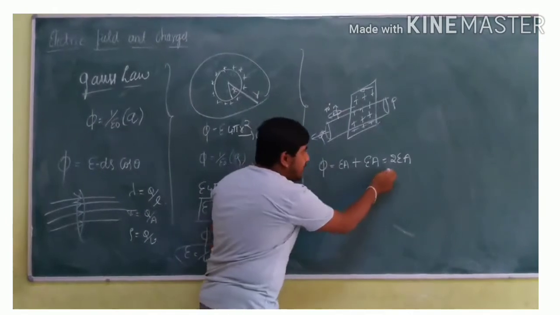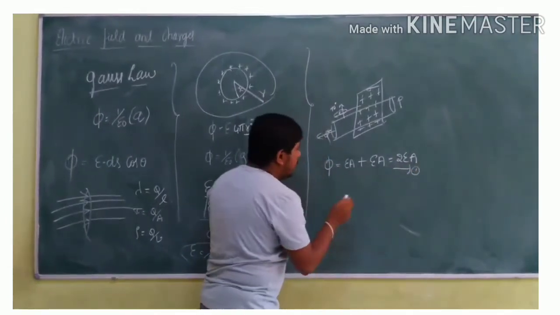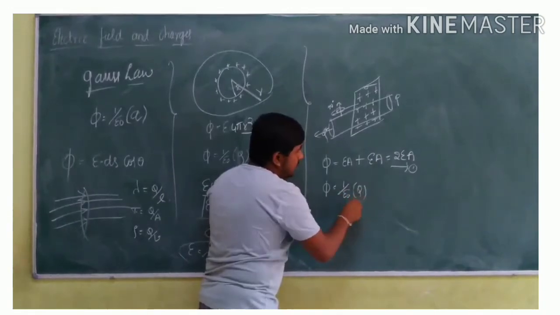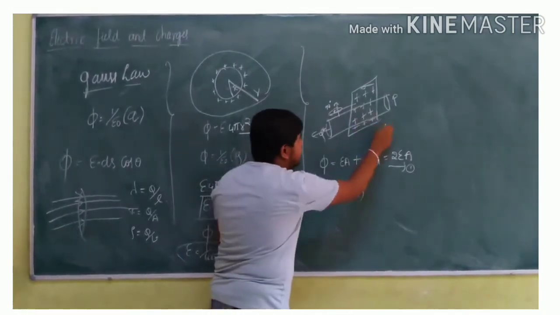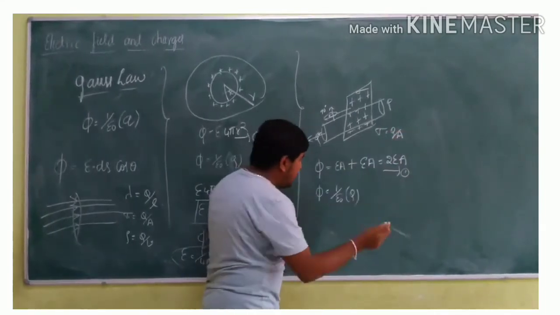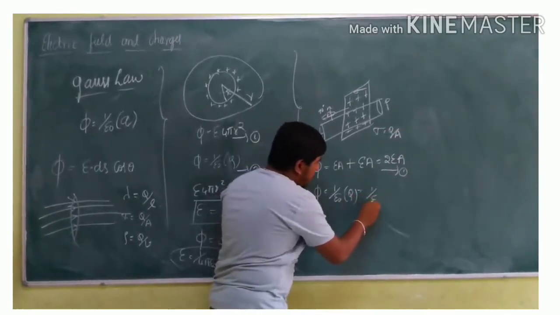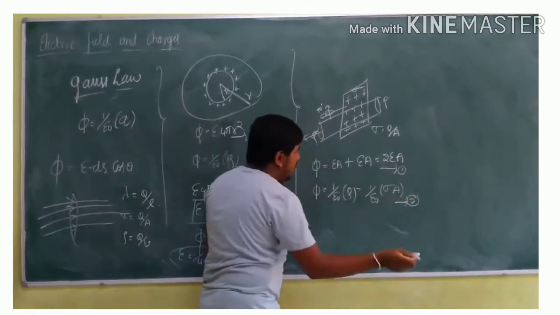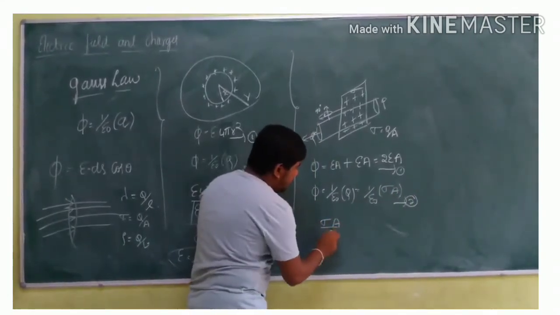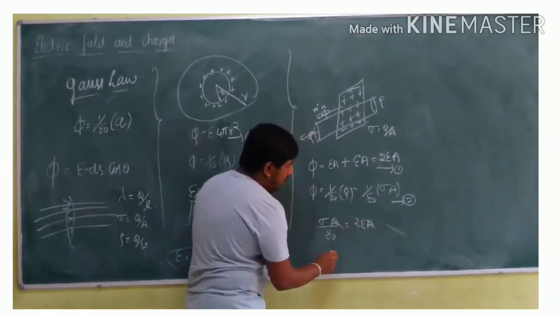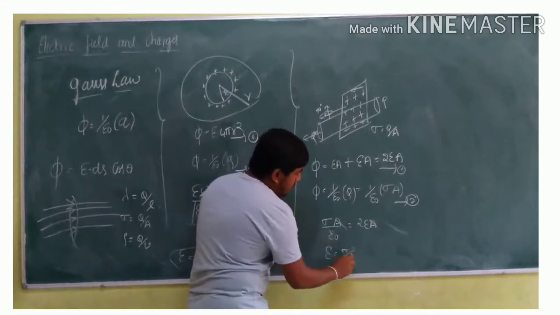So total flux is equal to 2Ea, and according to Gauss law, flux is equal to 1 by epsilon naught times net charge enclosed. But we know that surface charge density sigma is equal to Q by A. Therefore, Q will be equal to sigma into A. What we get is 1 by epsilon naught into sigma A. Both are flux. On equating both, we get sigma into A by epsilon naught is equal to 2Ea. A cancels. What we get is E is equal to sigma by 2 epsilon naught.